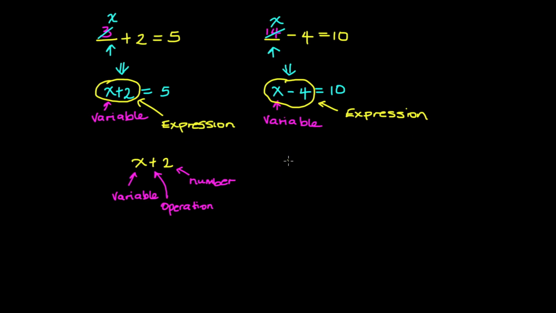Similarly, going back to our second example of x minus 4, we have x being our variable. We have the subtraction sign as our operation. And we have the number 4.